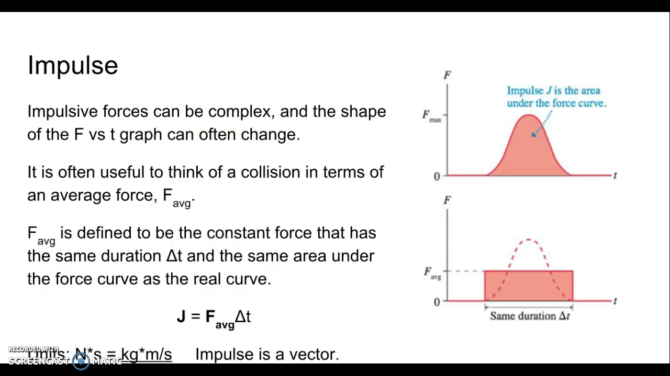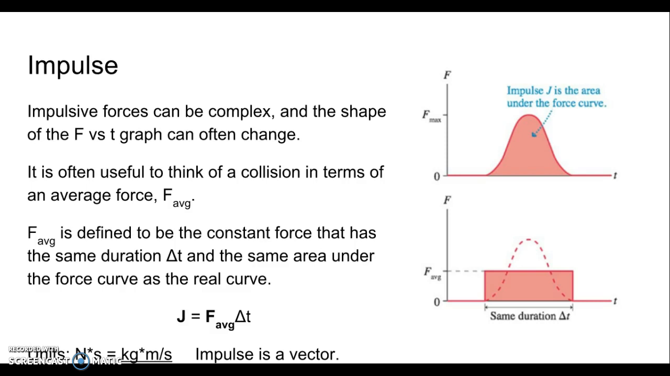These impulse graphs can be complex in shape. Generally, they're going to have a bell-type curve to them. But in this class, we cannot calculate the area underneath a curve. So very often we're going to either have impulse graphs that are triangles, so it's easy to find the area under that triangle, or we're going to use the average force exerted over a certain amount of time. And so we're going to define impulse.